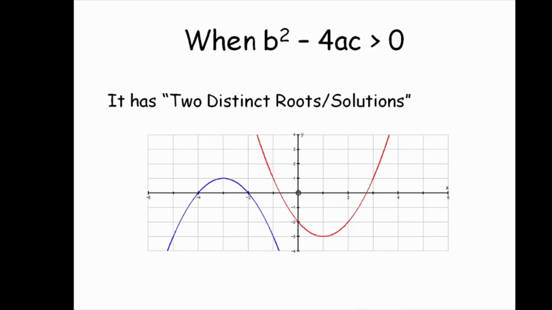Now, if your discriminant value is greater than 0, then what that shows is that the quadratic curve has two distinct roots or two solutions. And basically what that means is that the quadratic curve will intercept the x-axis or the line at 2 points. So in this case, the blue line intercepts at minus 4 and 2. For the red line, it intercepts somewhere between about minus 0.8 and also about 2.8.